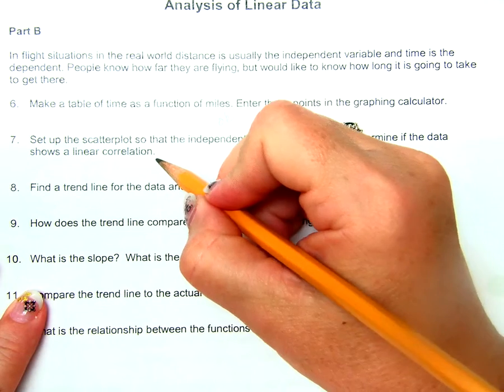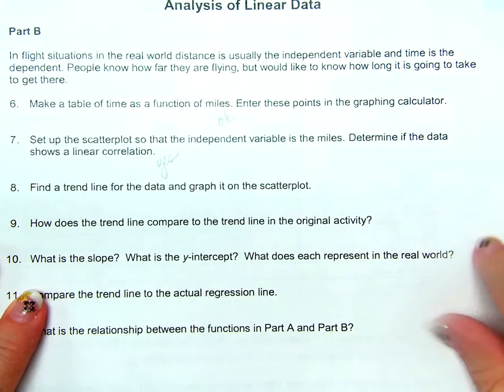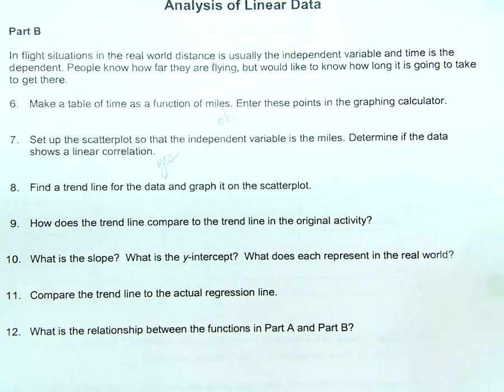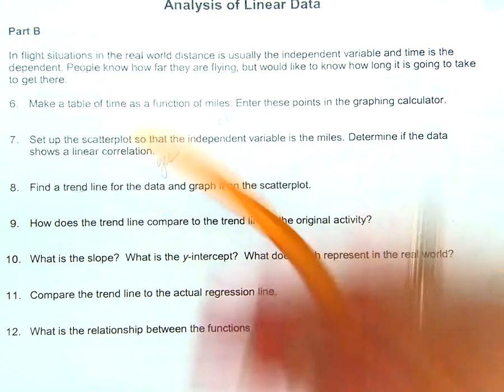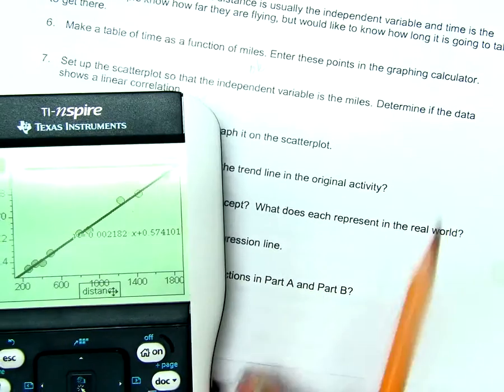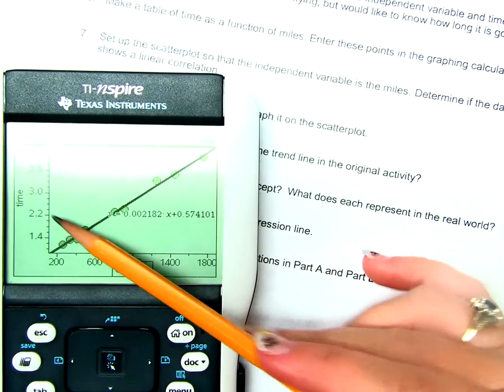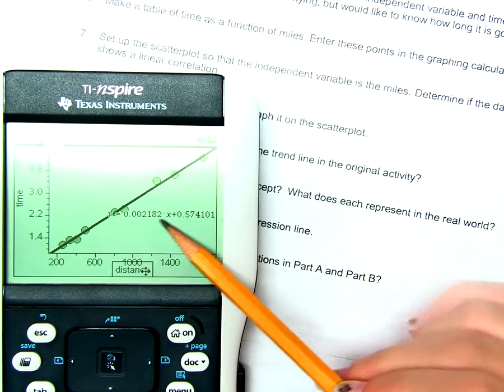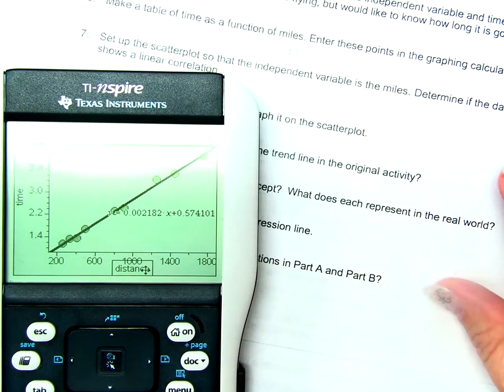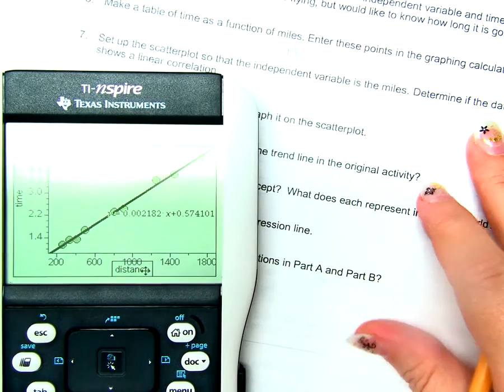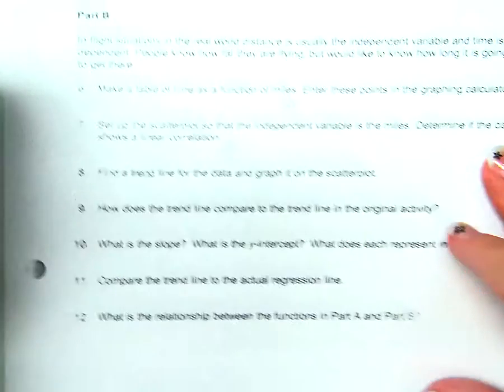Does it? Yes. Find a trend line. Regression line. Oh my gosh, when I move my variables, look what happened. It changed my trend line for me. So let's write that equation for number 8.